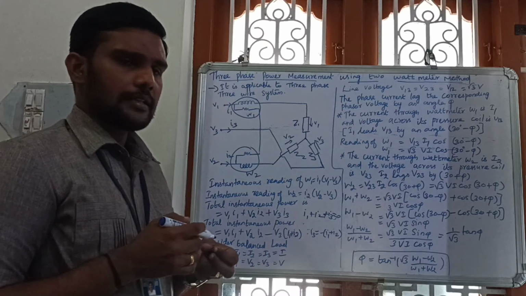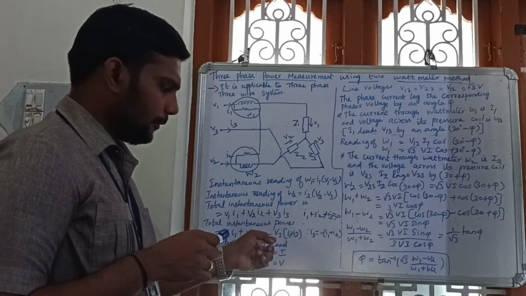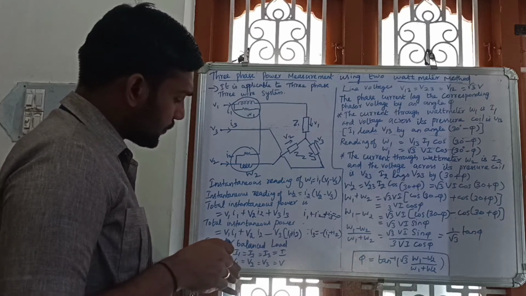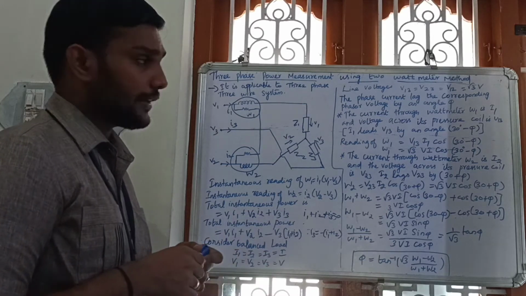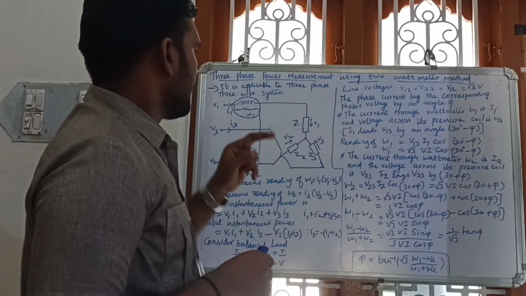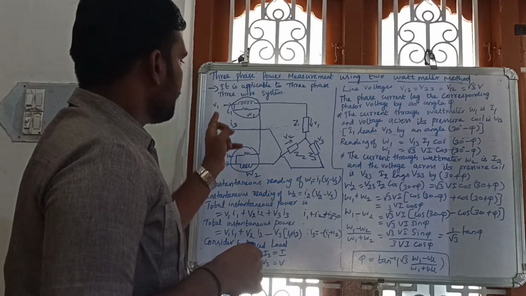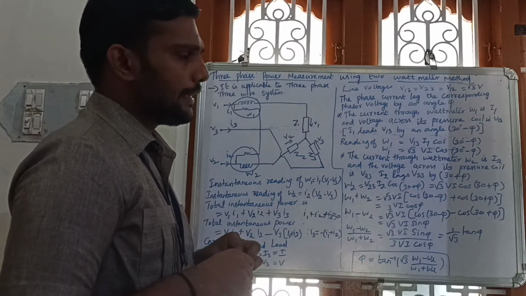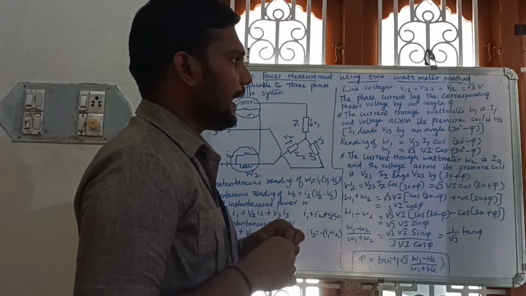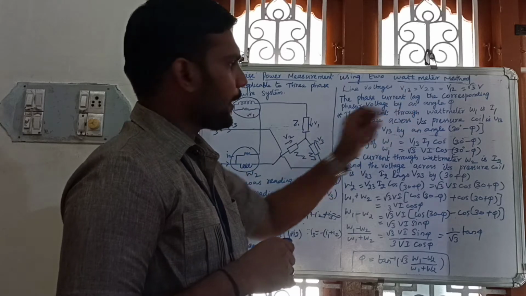Then consider a balanced load. For the balanced load, I1 is equal to I2 equal to I3 is equal to I. All the currents are equal. Then the voltage is also equal, so V1 is equal to V2 is equal to V3 is equal to V. Then the line voltages V13 is equal to V23, which is equal to V12. So line voltages are equal to root 3 V. And the phase current lags the corresponding phase voltage by angle phi.